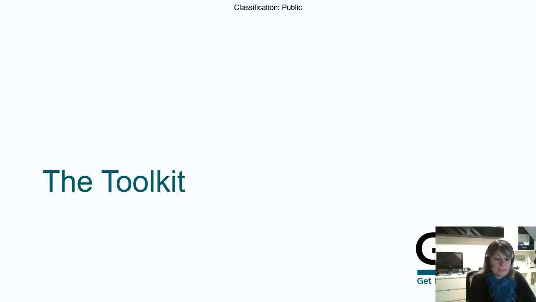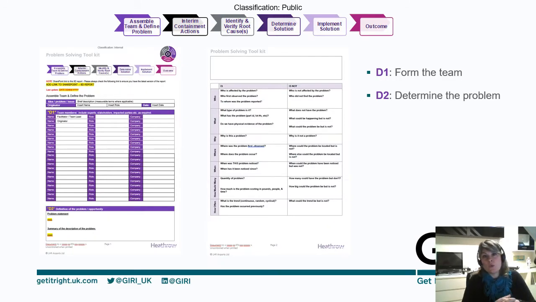Moving on to the toolkit. So I'm going to share with you here some snapshots from the tool that we are using at Heathrow. And as I discuss that, I'm going to take you through the different steps.